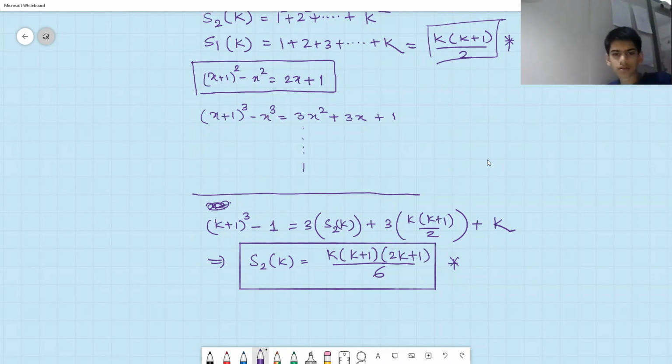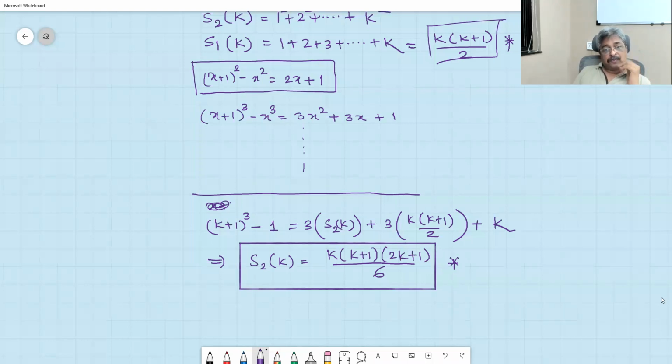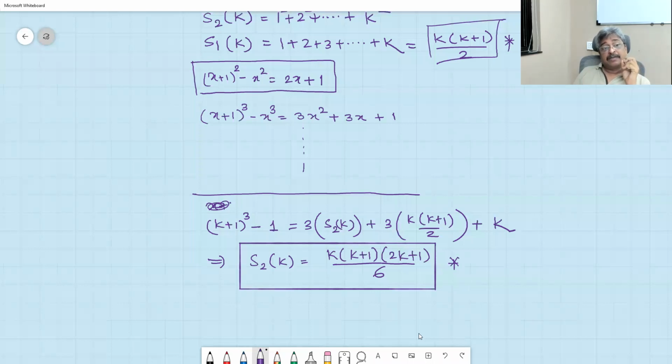Sir, how to do this for S3? Sure, x plus 1 raised to 4. You can keep doing it for whatever S n of k you want. This will work because it is recurring. You have to use the previous one for finding out the next one. Recurrence is there, and therefore this trick that we have learned, telescopic setup, is really going to help us a lot, or maybe for students it will trouble a lot.